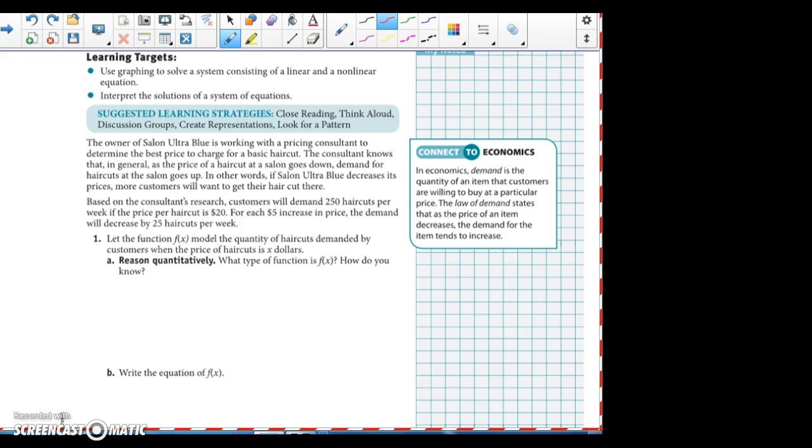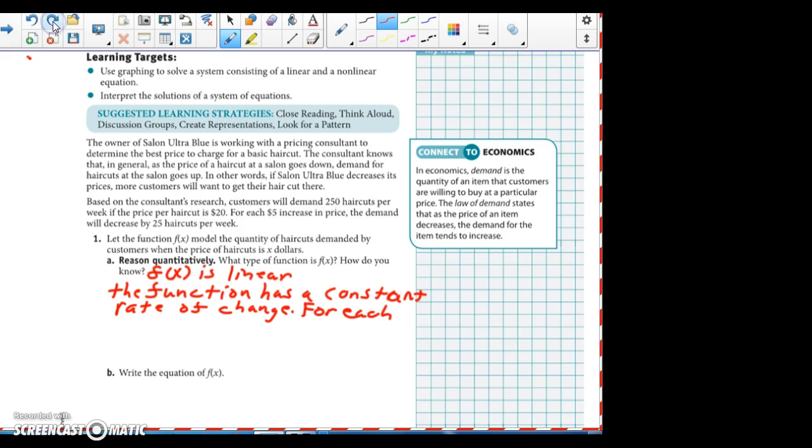It represents linear, exactly. This is a linear function. So that's going to be the first answer: f of x is a linear function, and why is that? Because the function has a constant rate of change. For every $5 increase in the price of the haircut, how many fewer haircuts are they going to do? 25. Okay, very good.